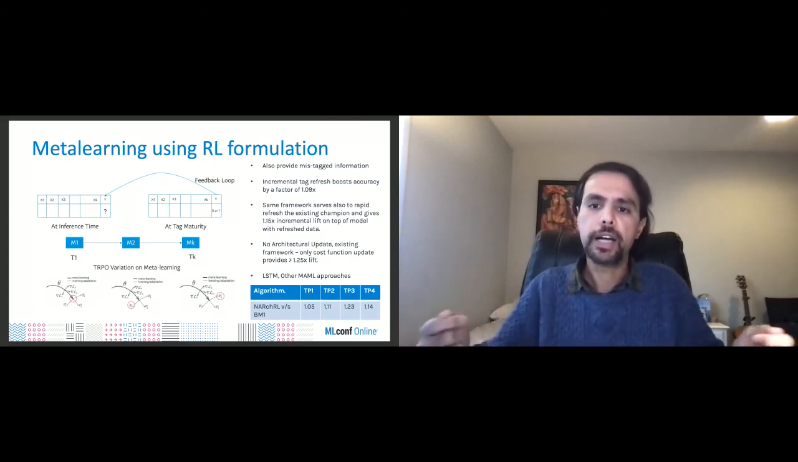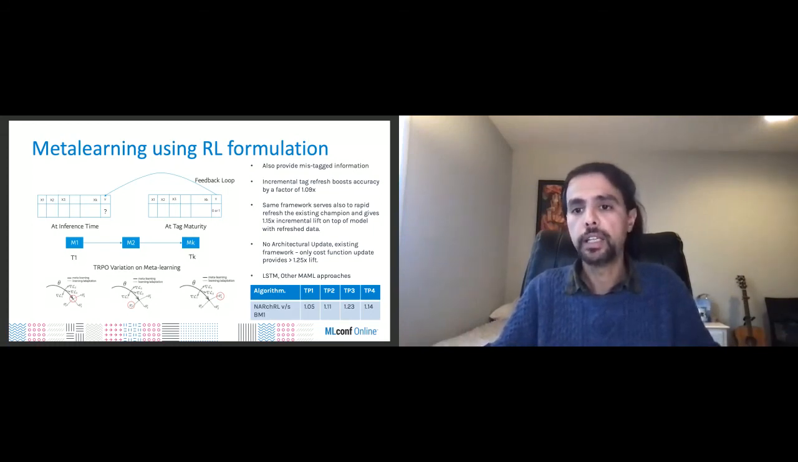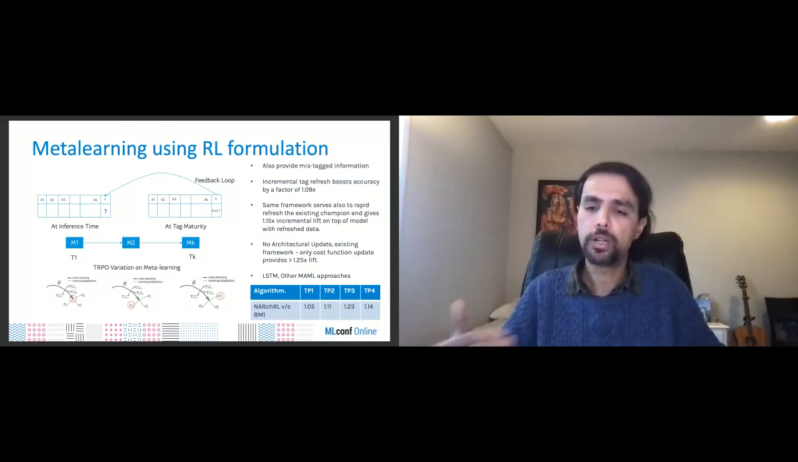We tried this consistently over a 6-month period, and we see a 1.15x incremental lift over models which are just refreshed periodically, let's say at a 3 to 4 week period. In this particular iteration, we didn't try an architecture update, but with architecture update and cost function updates, we saw a 1.2x lift approximately.